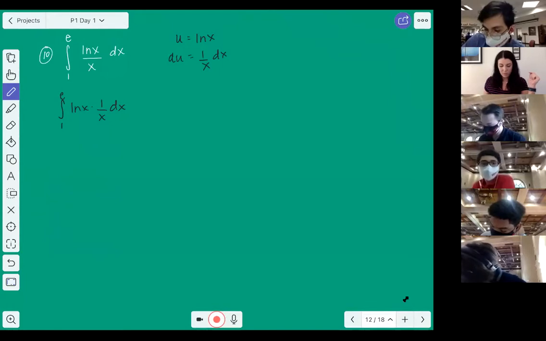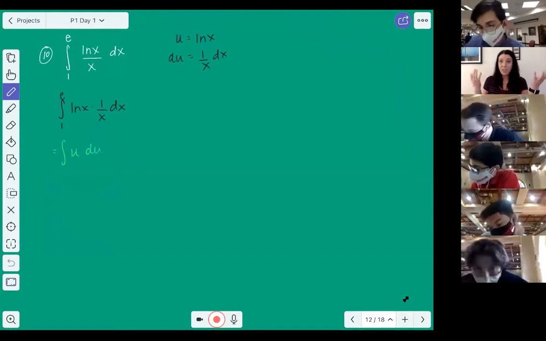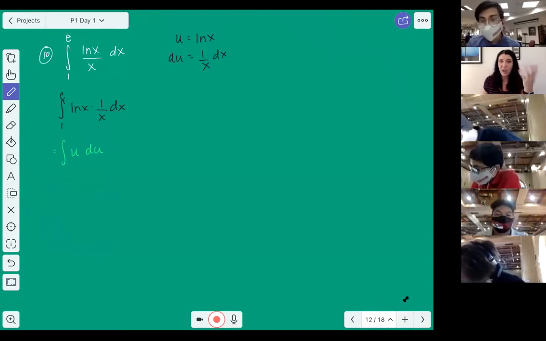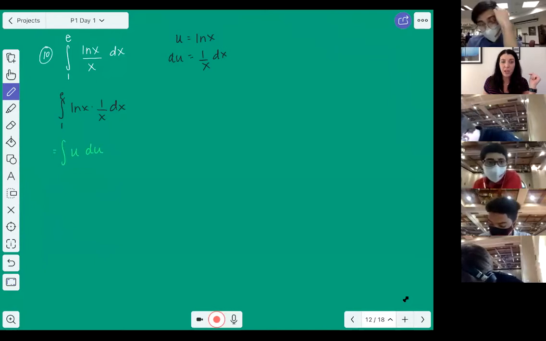So you can put equals the integral of u times du. So that simplified quite a bit, right? We had this messy ln x over x thing, which is a disaster. Now we just have a u and a du. Noah, while we're on u, why don't you go ahead and help us change our bounds?